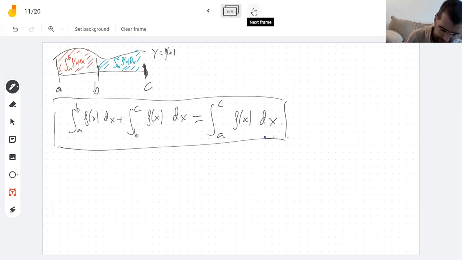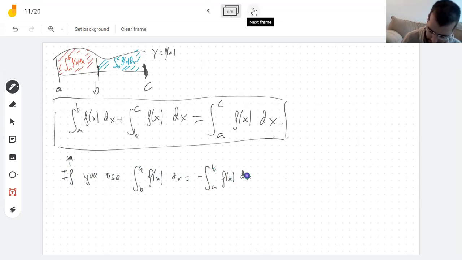So this is probably useful. And a nice thing is that if you use this thing that I just said, that if you switch the order, you get a negative sign, then this formula works, even if they're not in order.